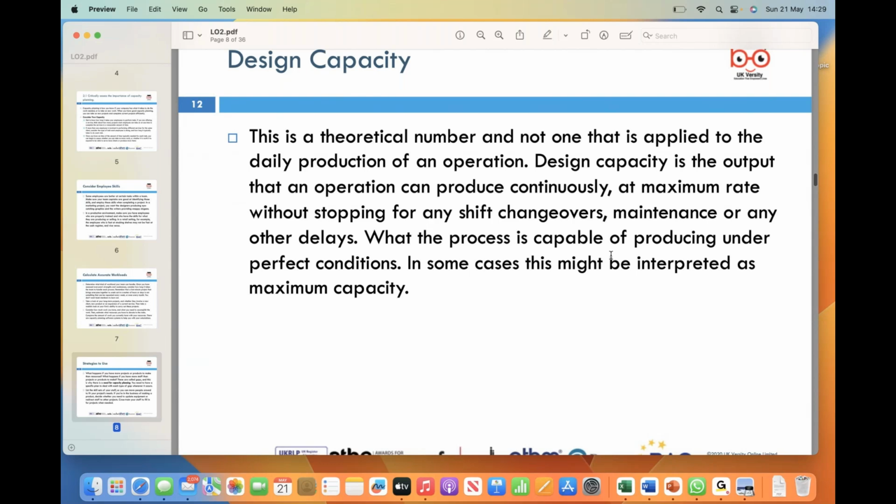It is important to note that design capacity is a theoretical number and not one that is practically applied on a daily basis.